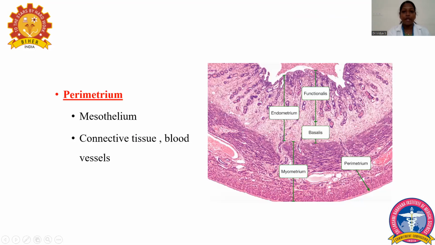So let's move on with the perimetrium. The histological picture of the perimetrium shows that the layer consists of mesothelial cells, a connective tissue layer, and blood vessels. It consists of the mesothelium cells, where it has connective tissue and some amount of blood vessels also, which we can view in the perimetrium layer of the uterus.